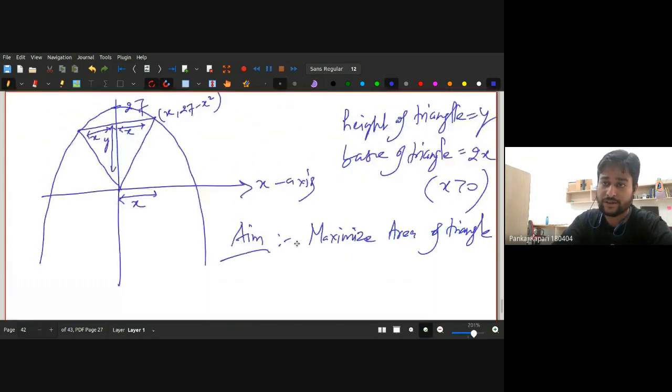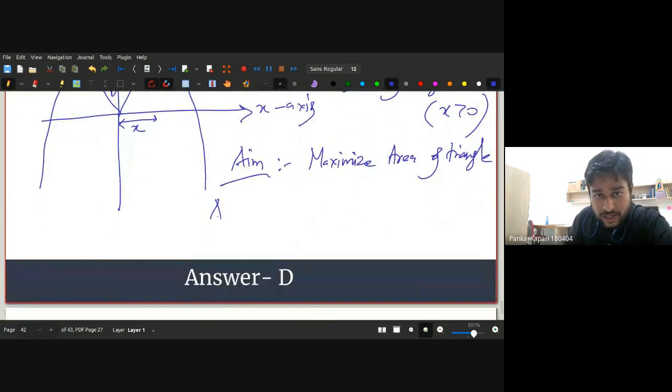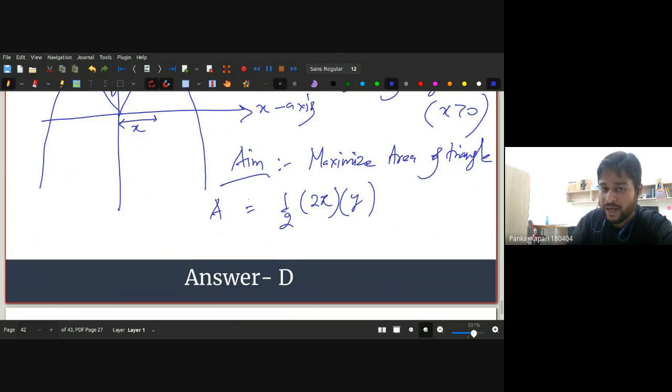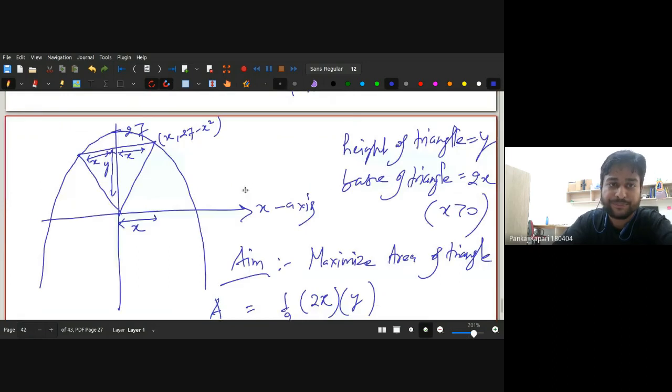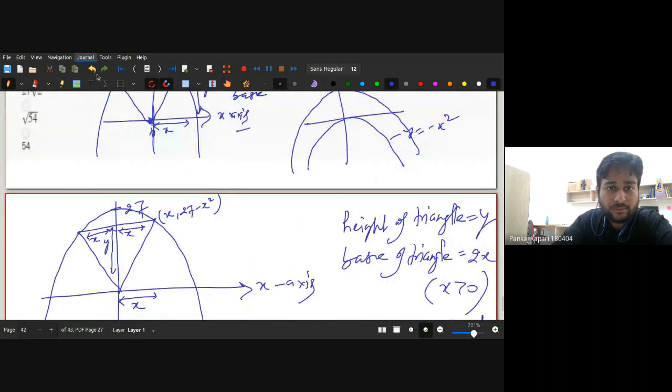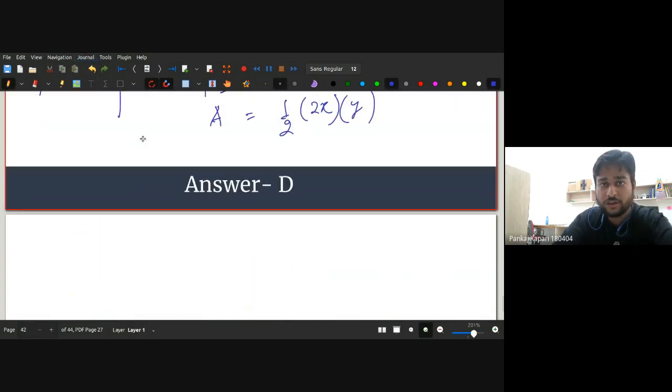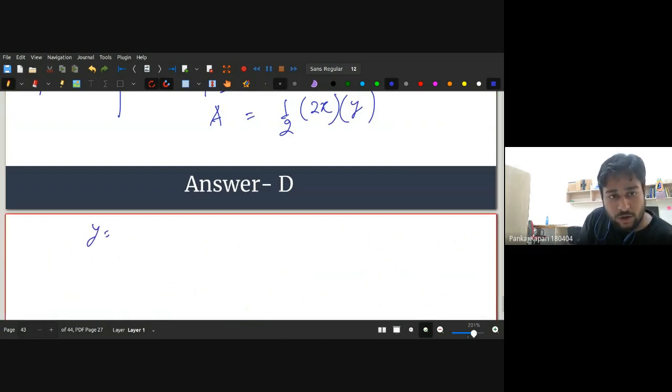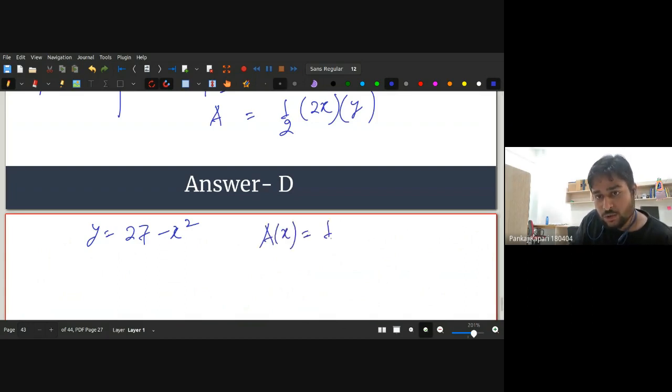Let's find out. The area of the triangle is always half into the length of the base and the height. Height is y. Now because y depends on x, you can also write that. The y is equal to 27 minus x square, and therefore you can write area as a function of x. It is equal to half into 2x, inside the bracket 27 minus x square.